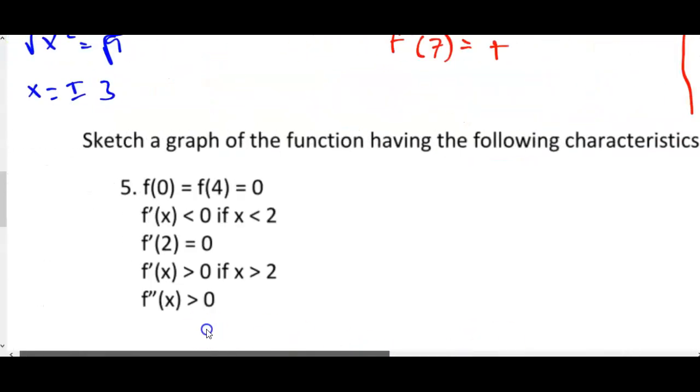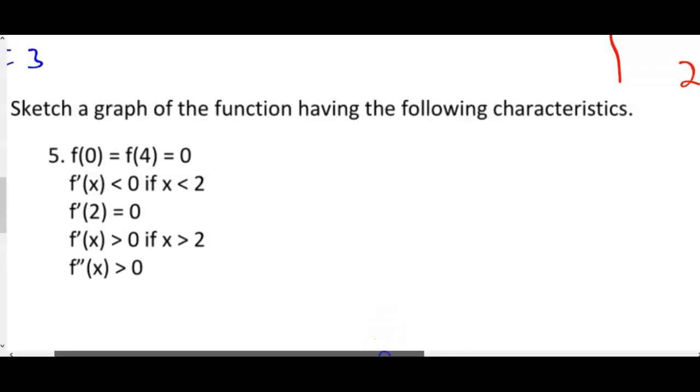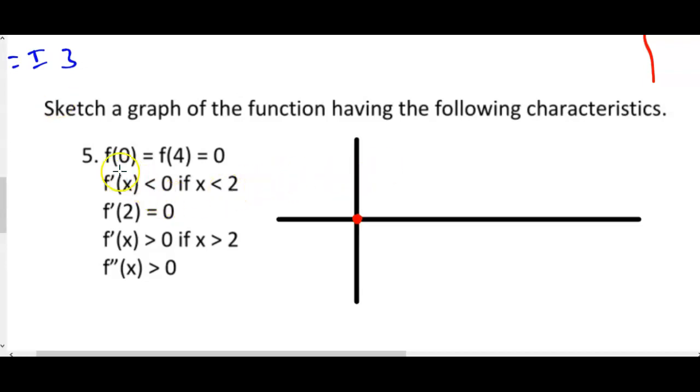It says sketch a graph of the functions having the following characteristics. So let's see here. f of 0 equals 0. There's a point at (0, 0). And then f of 4 equals 0, so there's a point at (4, 0). So there's a point here and there's a point here.